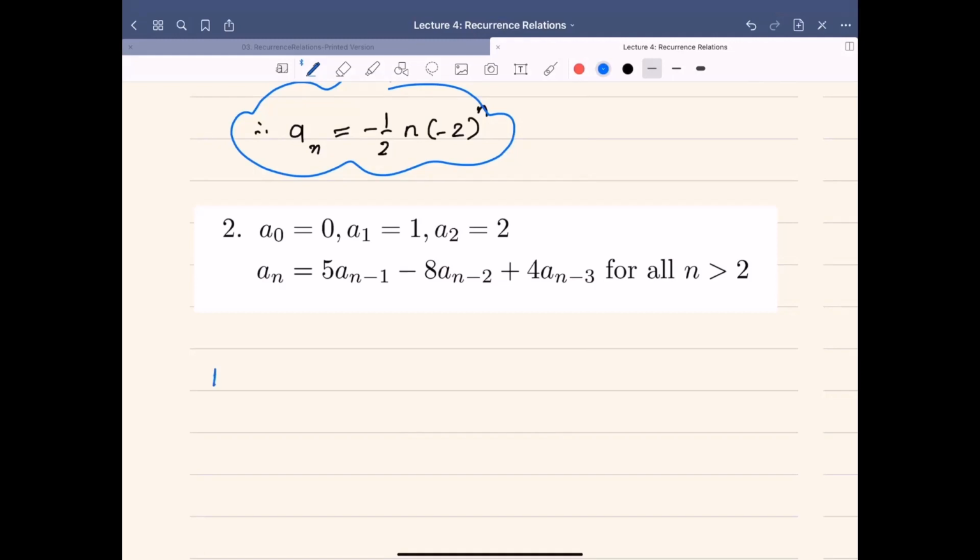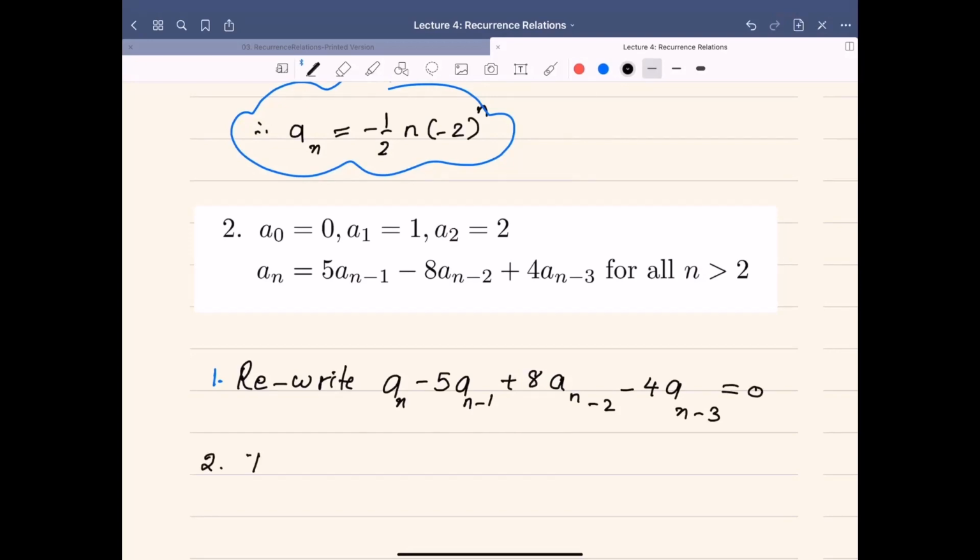Step number 1, rewrite a_n minus 5a_(n-1) plus 8a_(n-2) minus 4a_(n-3) is equal to 0.